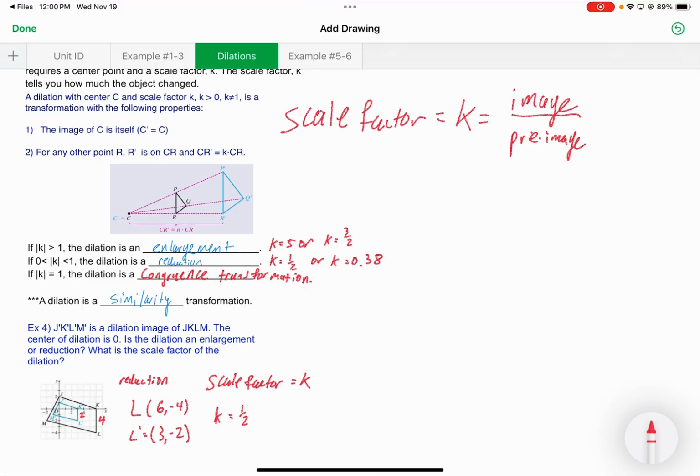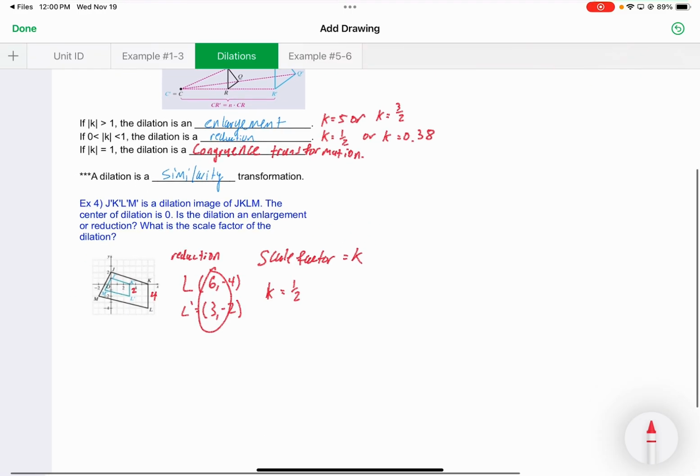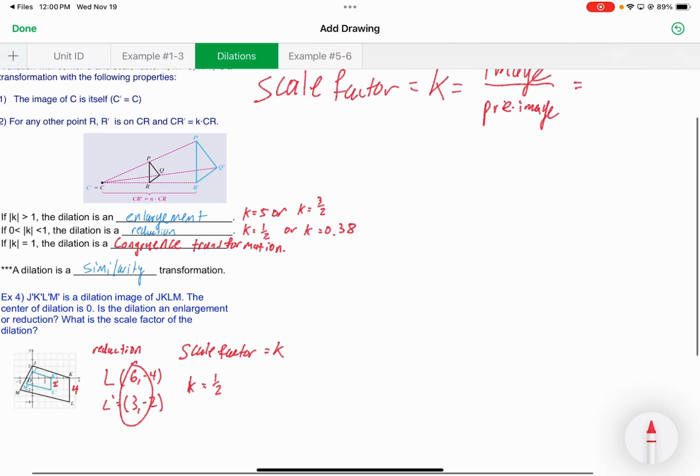So for example, if I liken that to what I did before, if I look at one of my coordinates, like the 3 and the 6 down here, if I do image over pre-image, I would look at 3/6. X coordinate of a point for my image divided by corresponding x coordinate from a point for my pre-image. So 3/6. Okay.